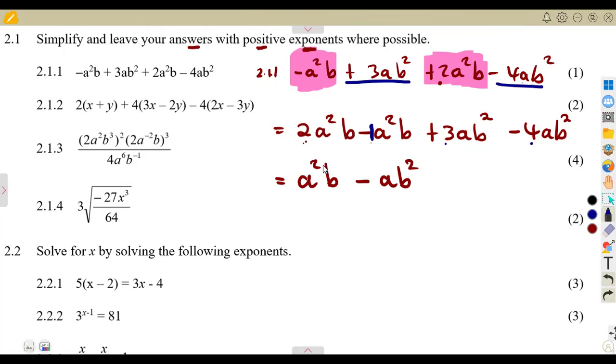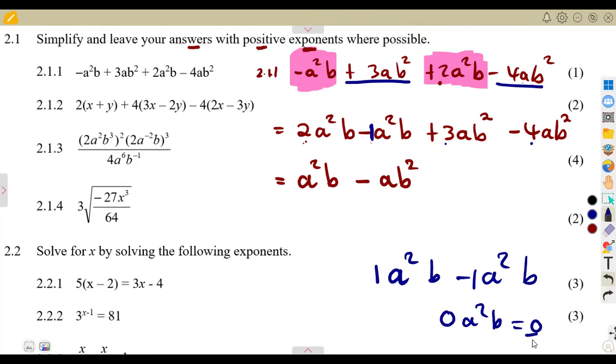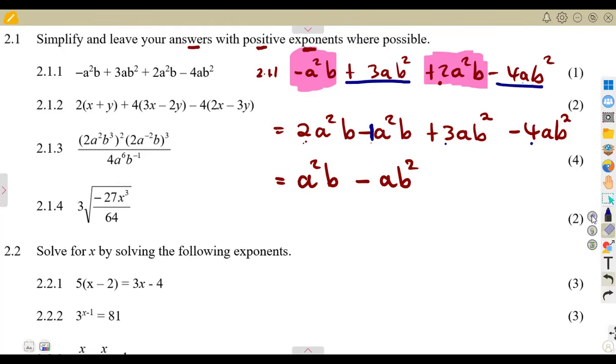These are unlike terms. Same a, but different exponent. That makes them unlike terms. Same b, but different exponents. They are now unlike terms. If they had the same exponents, they would be like terms, like this: a squared b minus a squared b. These are like terms. So it will be 1 minus 1, which is 0a squared b. But this one cannot be simplified at this stage.